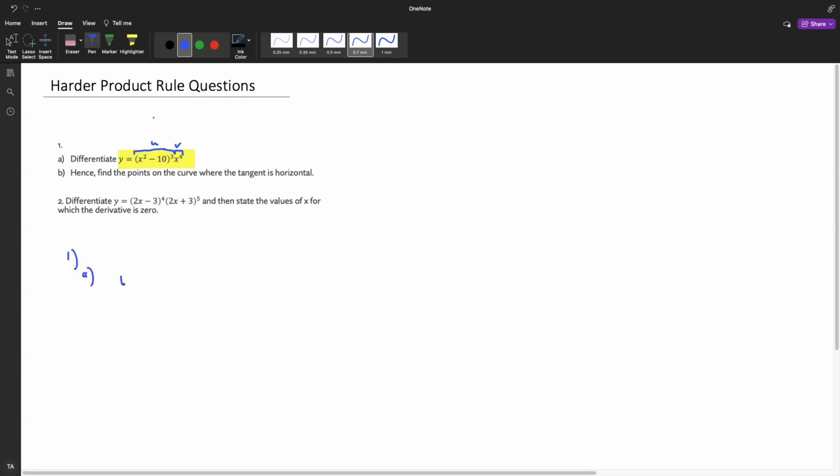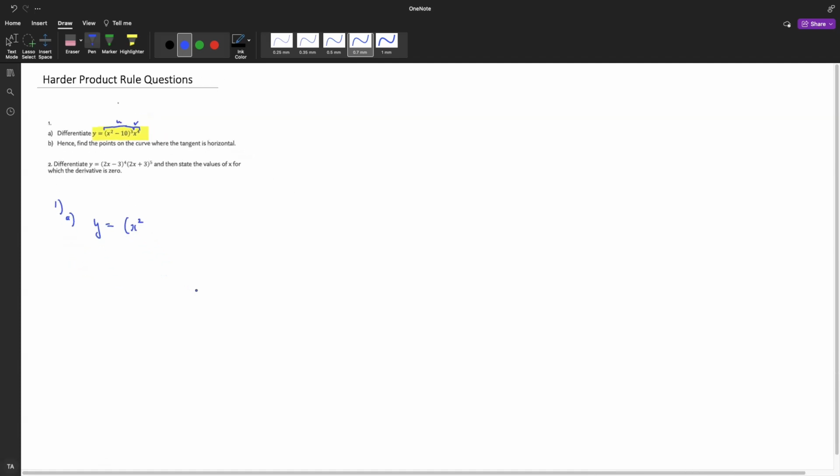So we've got y is equal to x squared minus 10 to the power of 3, and we'll multiply that by x to the power of 4. Again, let u equal x squared minus 10 to the power of 3, and let v equal x to the power of 4.